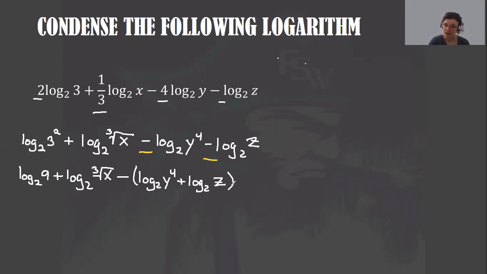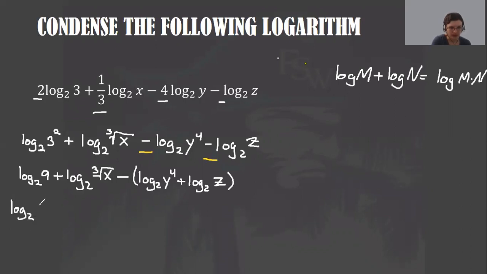Now at this point, I notice that we have a couple terms being added together. So this is where we can use that the log of m plus the log of n is the same as 1 log with them being multiplied together. So I'll be doing that for both groups. We have log base 2, and then we have 9 times cube root x minus log base 2 of y to the 4th times z.